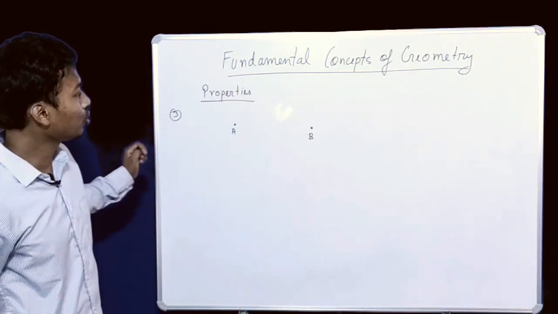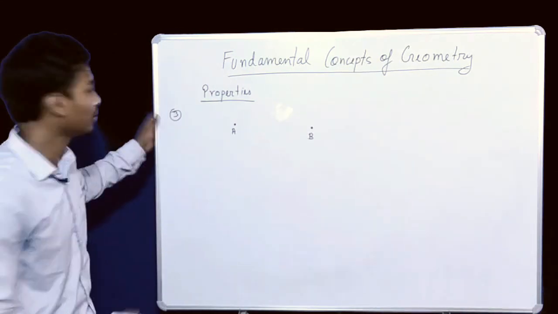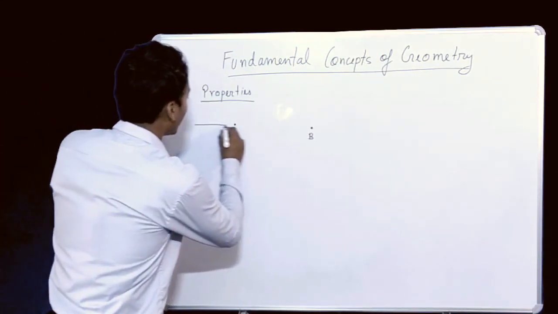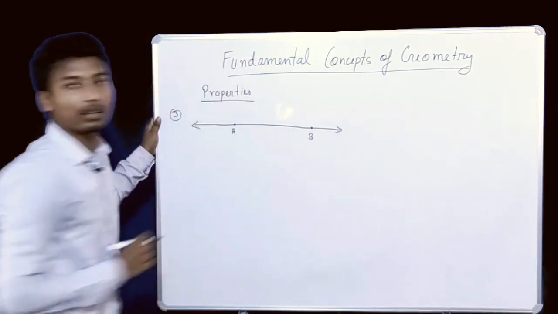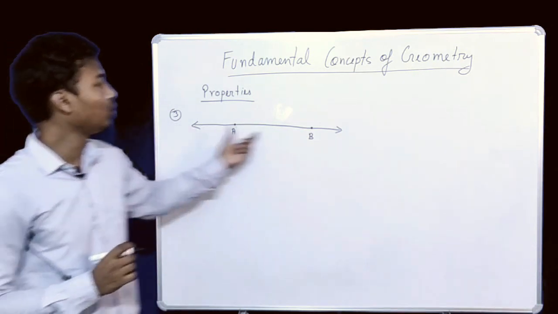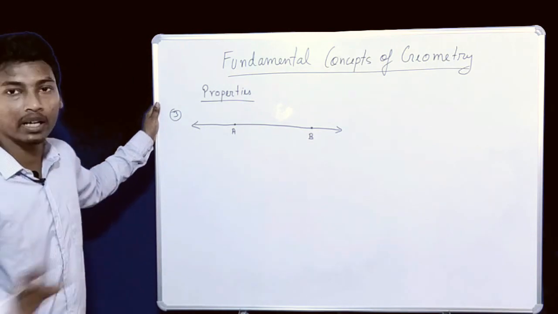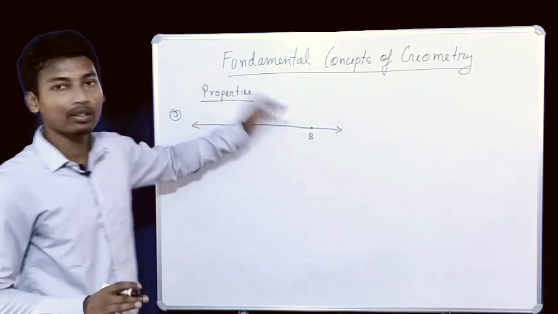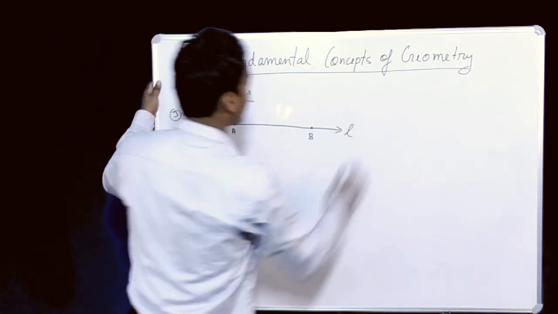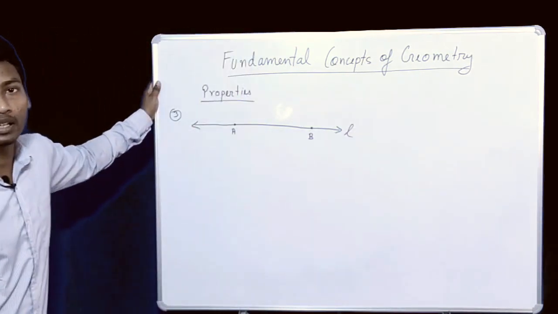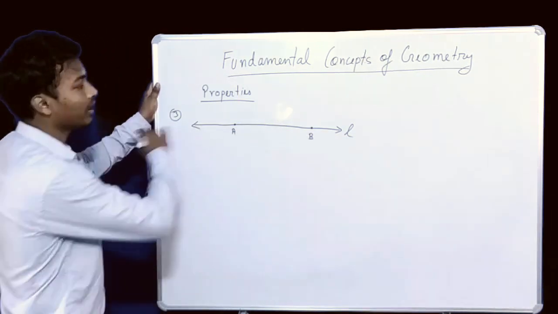So if you try to pass a line through these 2 points, you will find that only one line can pass through them. There cannot be any other line that can pass through these 2 points. Let's name this line L. So L is the only line that can pass through 2 given points. You cannot draw any other line on that.